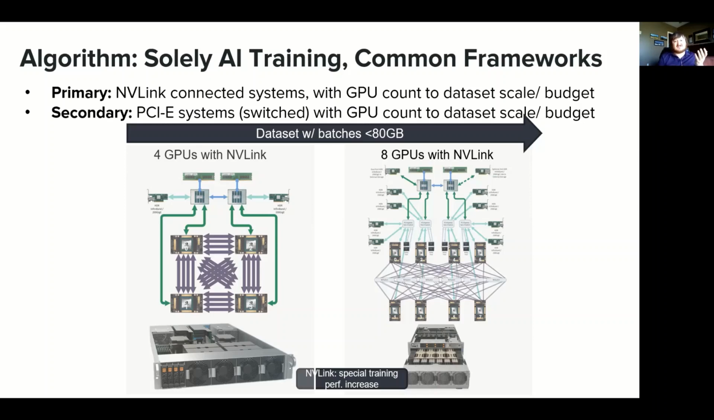320 gigabytes maximum for 8 GPUs, or half that for 4, then you probably should be looking at a system like one of these two. This 4 GPU architecture with NVLink, this 8 GPU architecture with NVLink. You get a special training performance increase, and you can fit that entire data set inside of the system. So primarily you want these kind of NVLink connected systems with a GPU count to scale to the size of your data set or your budget. And secondarily, you can think about PCI Express systems that are switched with the same kinds of hardware architectures, not pictured here.